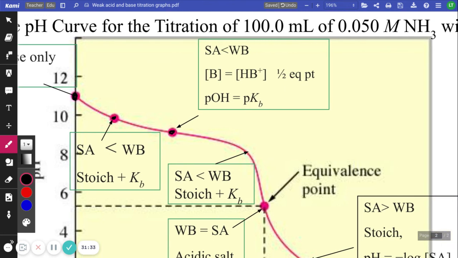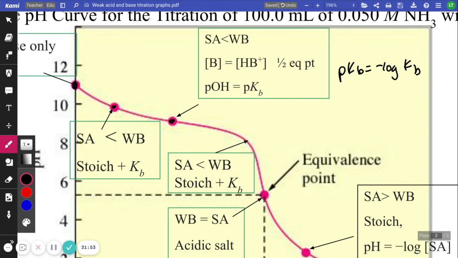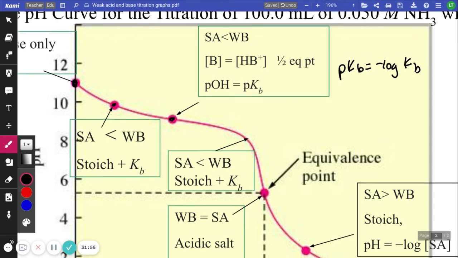Kb is almost the exact same as Ka. So to solve for pKb, you would take the negative log of your Kb. The lower your Kb value, the stronger your base. It's just another way to measure strength of acids and bases. So pOH is equal to pKb when we're halfway to the equivalence point.